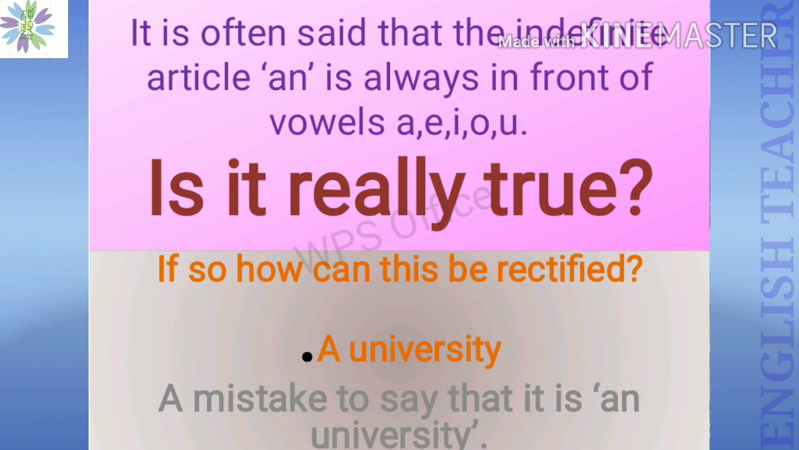We said earlier that the indefinite article an is always in front of vowels A, E, I, O, U. If so, how can this be rectified? It is a mistake to say an university. The correct form is a university.